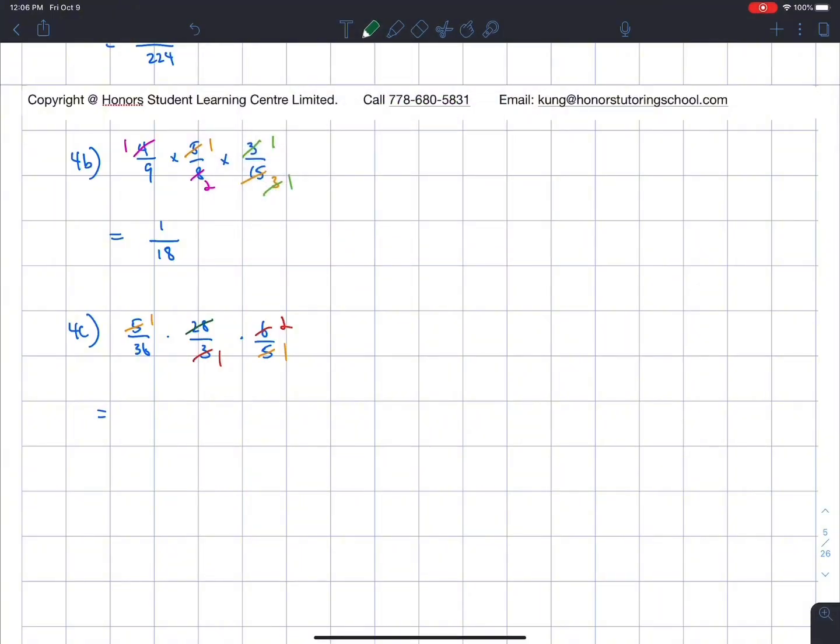So 28 divided by 4 is 7. 36 divided by 4 is 9. And that's it. Numerator will be 7 times 2 is 14. Denominator 9 times 1 is 9. Change this back to mixed fraction. 9 goes into 14 one time, and 14 minus 9 is 5.